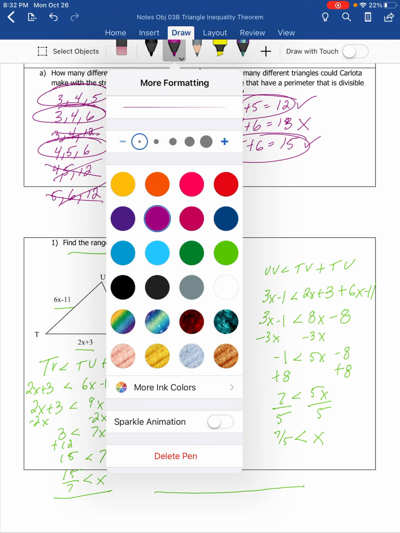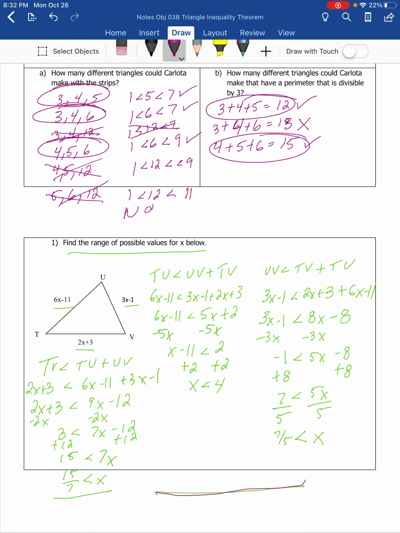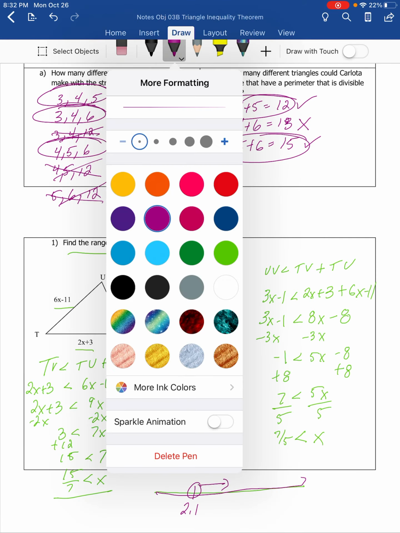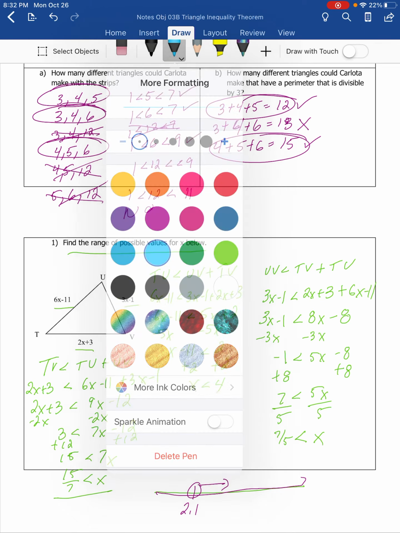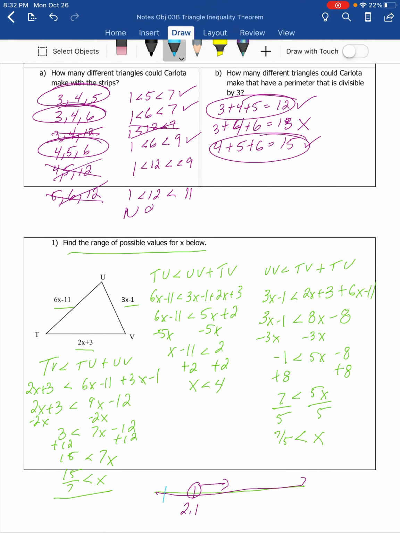So I'm going to just draw a little number line here to figure out what my answer is for this particular problem. So I have 15/7, which is about 2.1, okay? And I know that my x value has to be bigger than that. I also have 7/5, which is 1.4. I know my x value has to be bigger than 1.4.